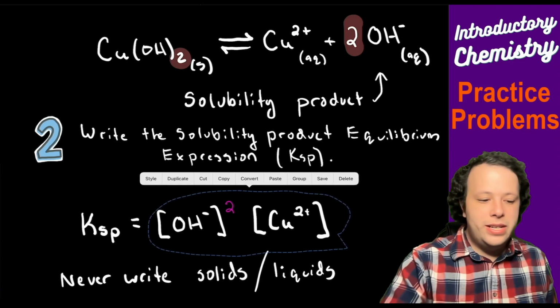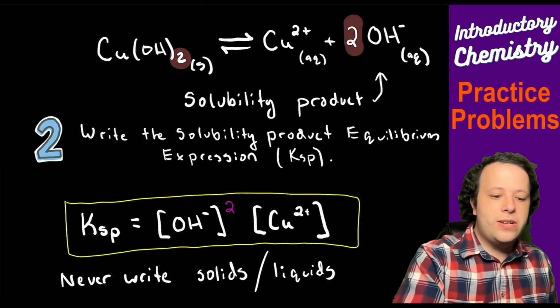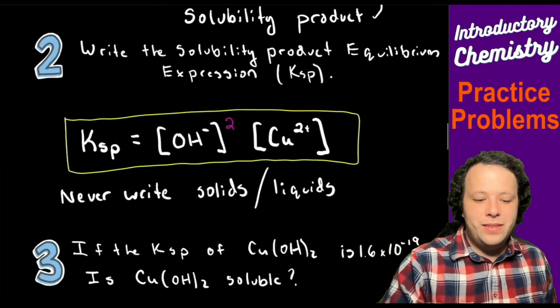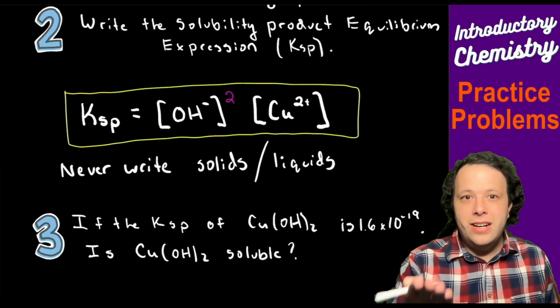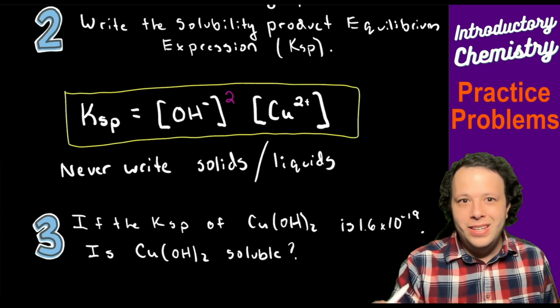It stays the way it is. So we can kind of box that portion off, and that is our equilibrium expression. So based on that, let's say I ask you the following: if the Ksp of this solution is 1.6 times 10 to the negative 19, is copper hydroxide soluble?